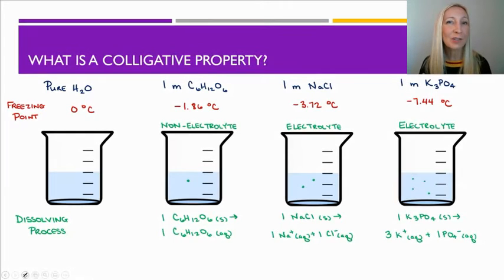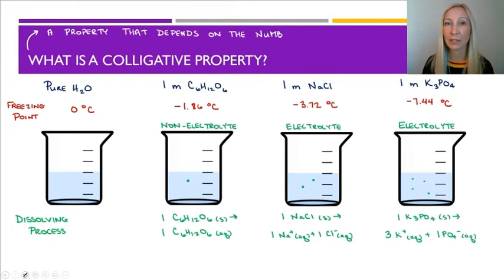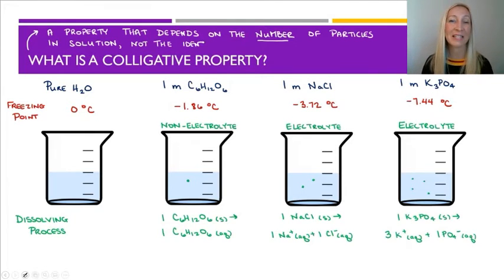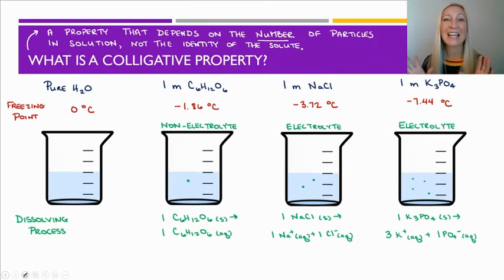I want you to take a look at the freezing point of each of these solutions and the number of particles that I drew in the beakers. Now, can you see that relationship between the freezing point and the number of particles in solution? Well, that will help us define a colligative property. Now, a colligative property is a property of a solution that depends only on the number of particles in that solution and not the identity of the particles in that solution.